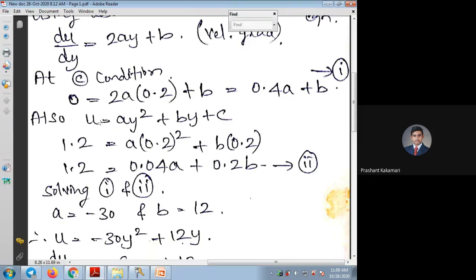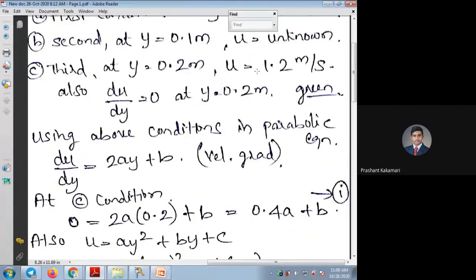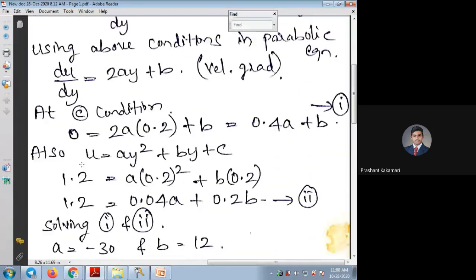So in this equation, if you substitute, because in the third condition the velocity value is also given. But in the other conditions, we don't know the velocity in the second condition, so we cannot take the equation. That's why in the third condition itself, we are taking du by dy without derivation. Both conditions we are taking and naming as the one and two equations.